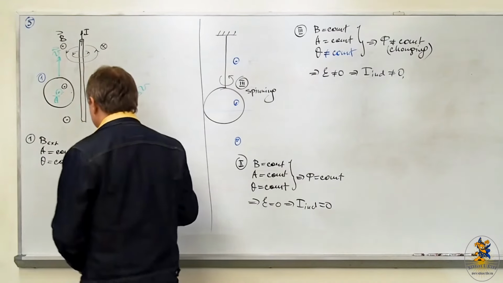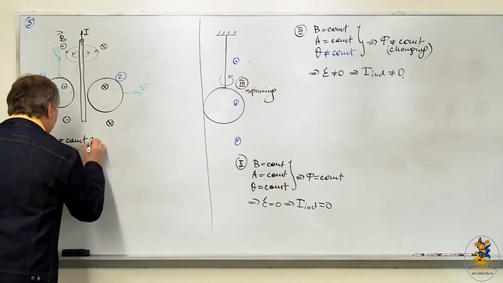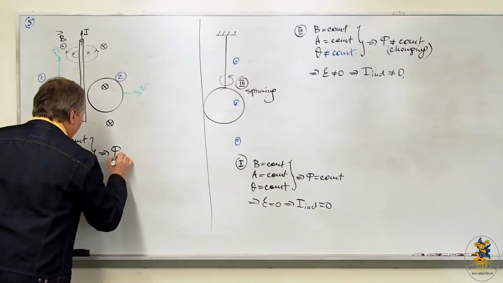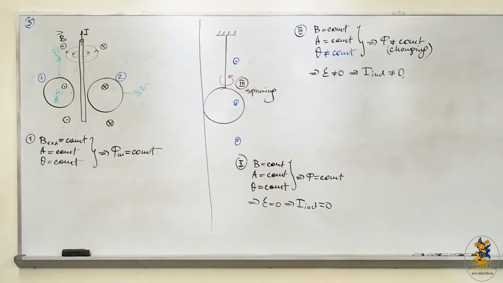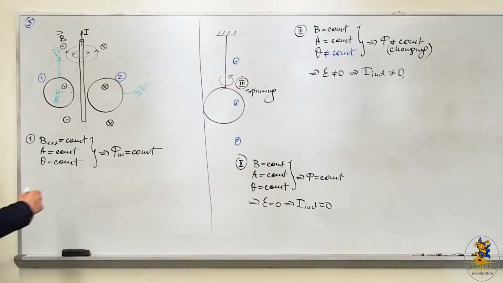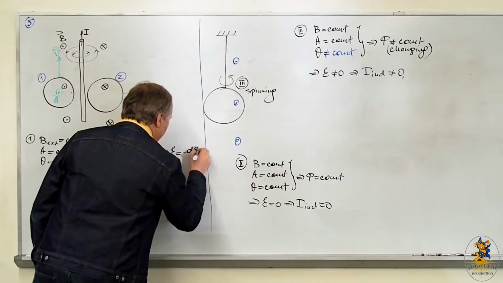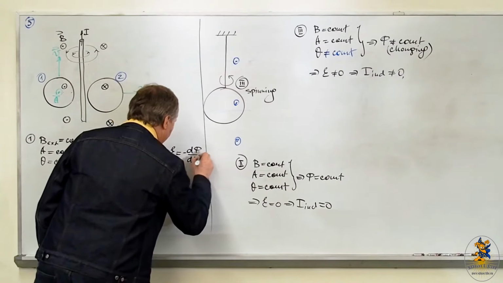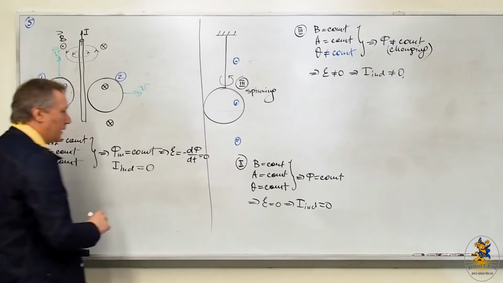So magnetic field is actually also constant, and as a result, magnetic flux is constant, and nothing happens in this case in terms of production of the induced current. So EMF will be 0. EMF equals minus d phi over dt will be 0, and I induced also 0.